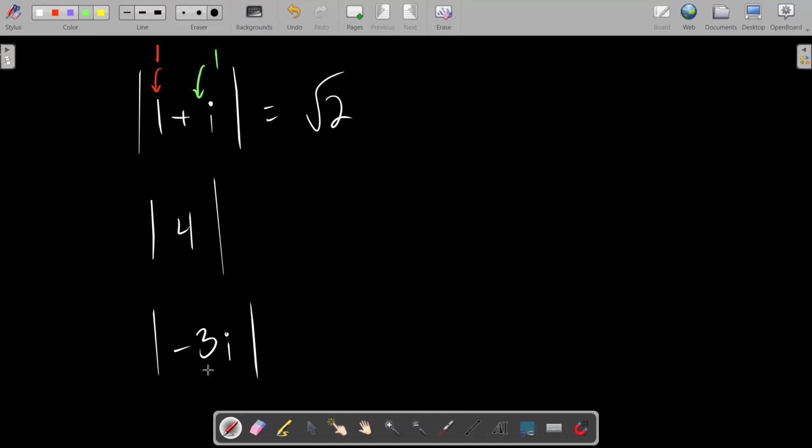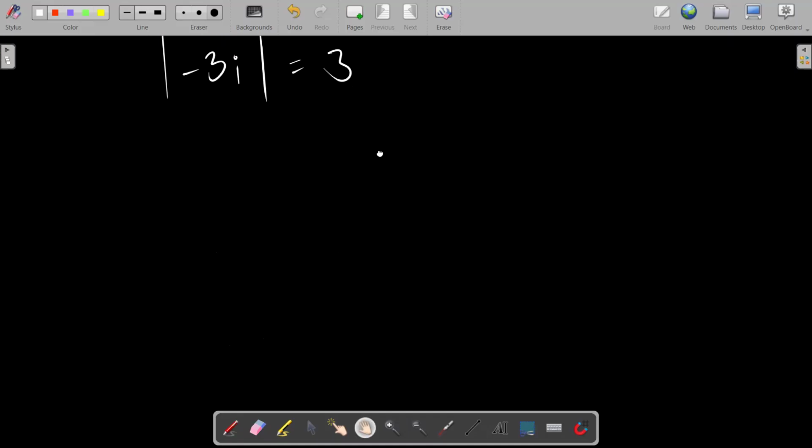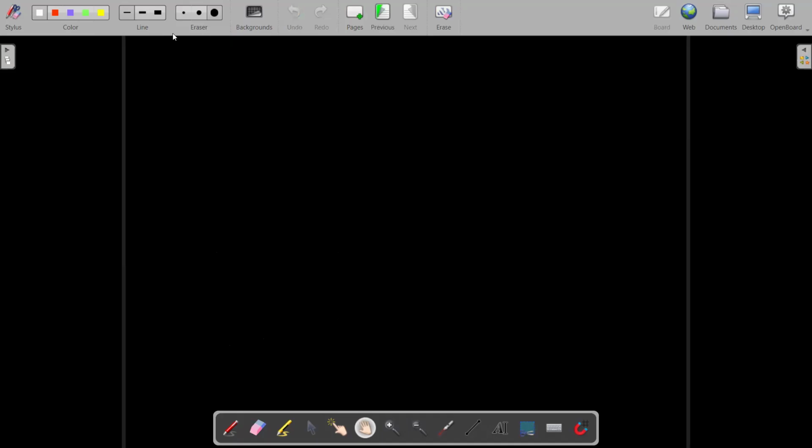What's the modulus of 4? 4. Modulus of negative 3i. So on and so forth. Good? Yeah. Okay. This next part I'd like to burn through in about 1 minute, if you don't mind. So I do have to bring it up, and we'll go into more detail about this when we look at how to do this graphically.